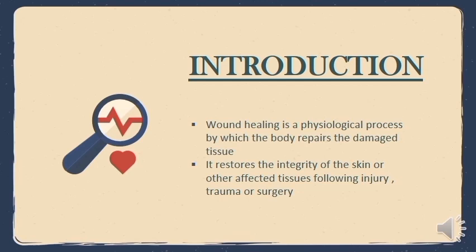So let's start with the introduction. What is wound healing? Wound healing is a physiological process by which the body repairs the damaged tissue. It restores the integrity of the skin or other affected tissue following injury, trauma, or surgery. So, whatever type of wound it is, your body has its own physiological process which restores the normal function of your skin, the normal texture of your skin, just does it by itself. So, that is what wound healing is.